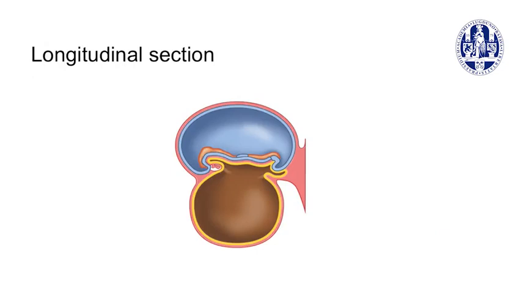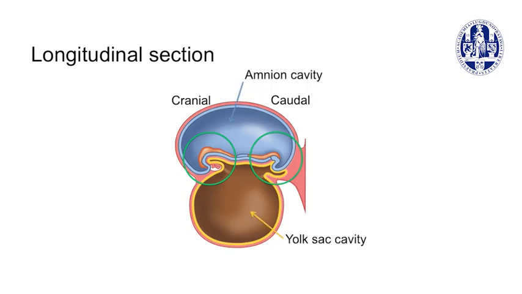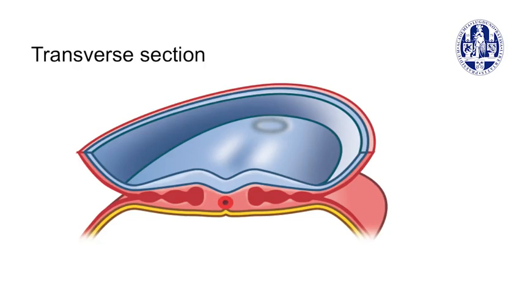Here you see a drawing of a longitudinal section through the embryo, so from head to tail. We will talk about the cranial side for the side of the head and about the caudal side for the tail side. At the start of the 4th week, the embryo is sandwiched between two cavities, the amniotic cavity and the yolk sac cavity. In the transverse section, it looks like this.